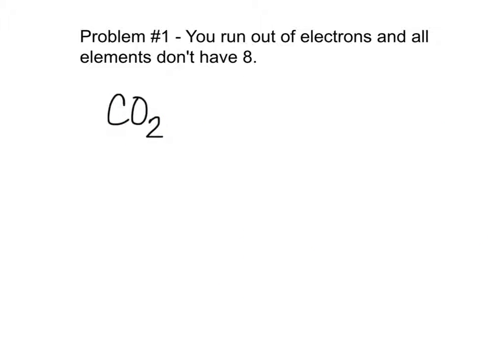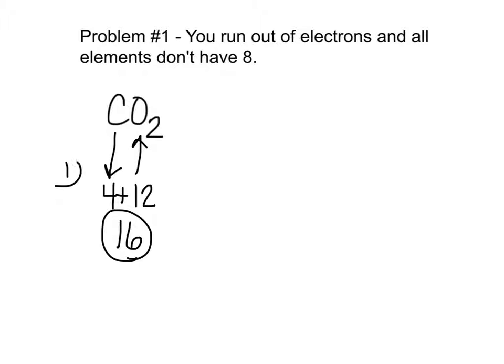It would be nice if they all worked out nice and pretty, but they don't. So let's take a look at this one, carbon dioxide, and we're going to run into a problem. We're going to start with our original rules. Oxygen has 6 valence electrons, and there are 2 of them, so that makes 12. Carbon has 4, so we add those together. That gives us a total of 16 electrons we're going to place. That was our first step.